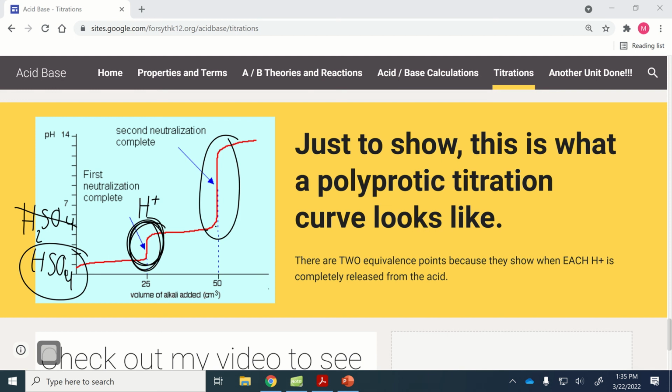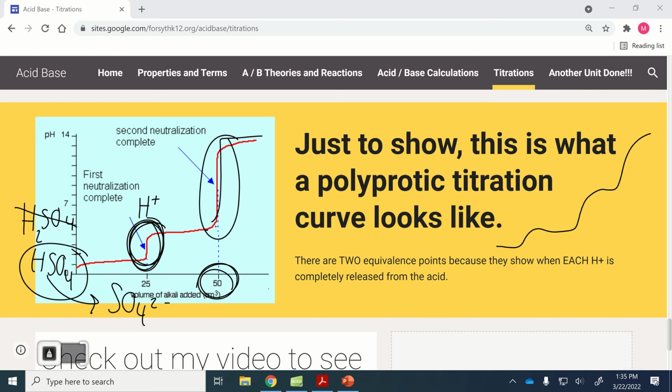But then what happens is when I keep on adding more of the base, all of those will finally change into SO4 2-, and we get our second equivalence curve. So this is what happens if we had a triprotic acid, one with 3, I should see essentially 1, 2, and a third curve as well when all of them are released. All right, and that third one could occur at a high pH because it might be at that point a weak base and be on that other side of the pH scale. Okay, but I think that's basically it.